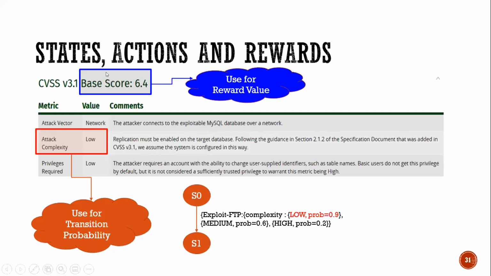And the reward value basically for transitioning to state S1, if the CVSS score of the vulnerability is 6.4, that will be the reward that the attacker will gain by transitioning to that state.